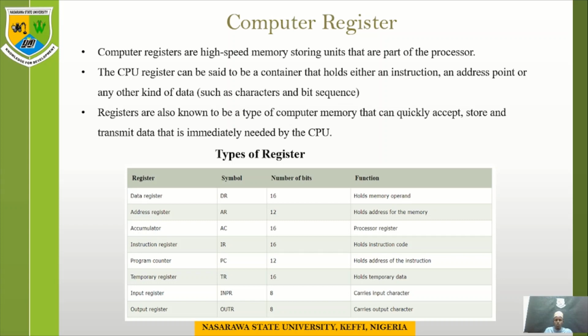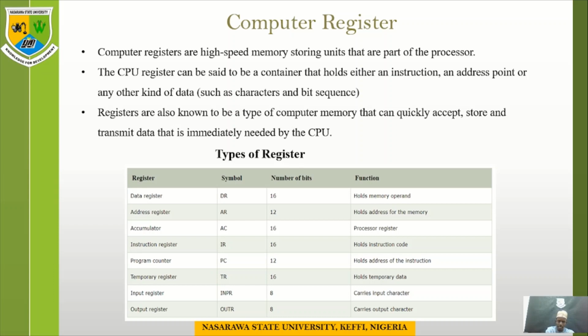So registers are known to be a type of computer memory that can quickly accept, store, and transmit data that is immediately needed by the CPU. It's very close to the CPU, so when the CPU needs the data, it's supplied by the register. So these are the types of registers, their symbols, number of bits, and their functions.